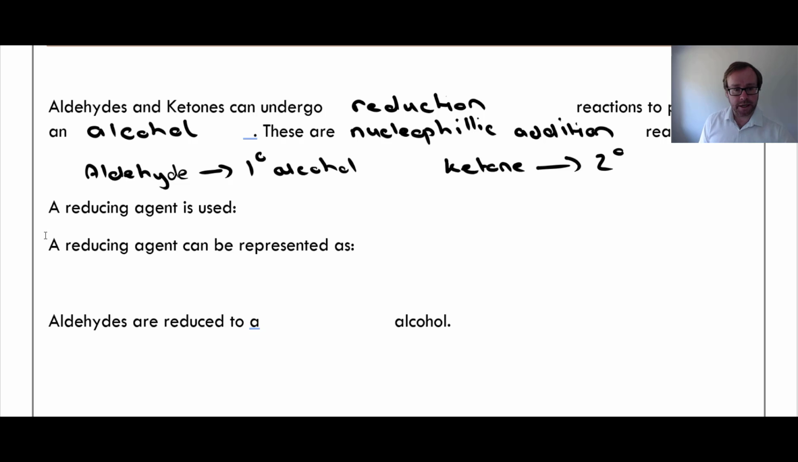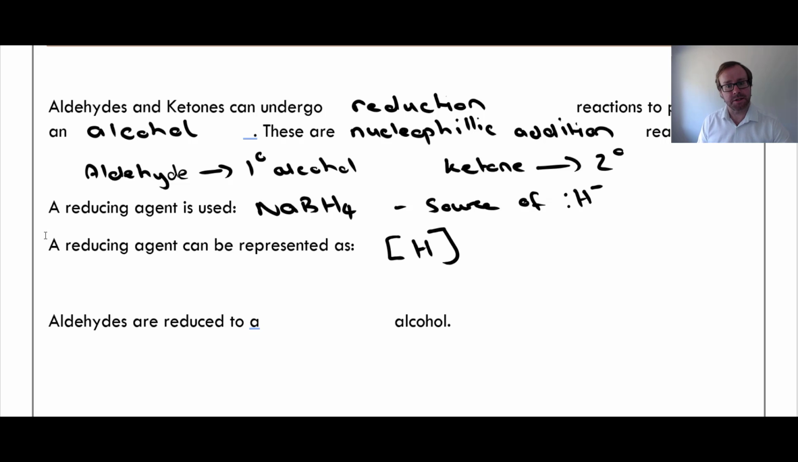We need to use a reducing agent, and the most common one is NaBH4, known as sodium borohydride. You just need to remember that it's NaBH4. You may see it called some different names, it doesn't matter. NaBH4 is a source of hydride ions, H-. Rather than writing this in the overall equation, we can just represent it as H, very similar to our oxidizing agent, which we described as O in square brackets.